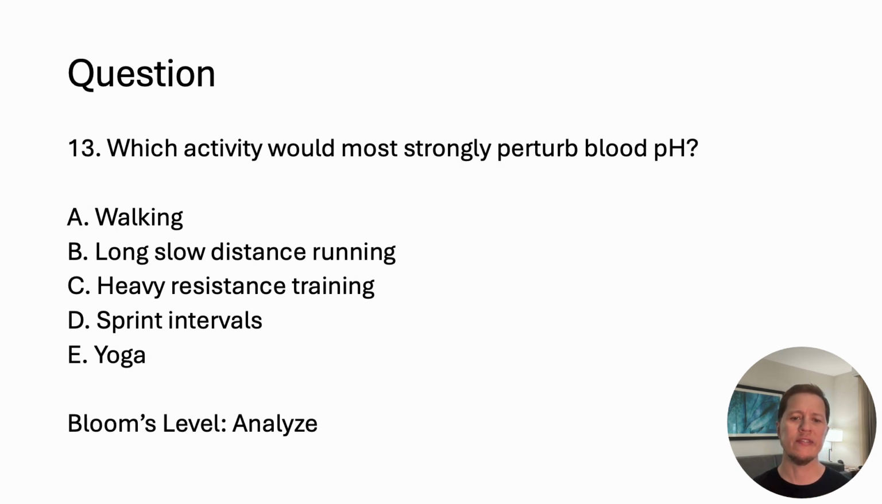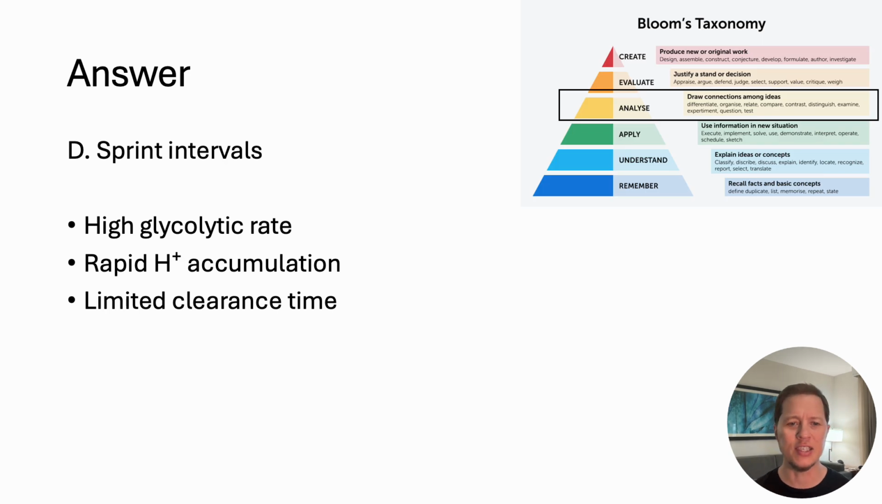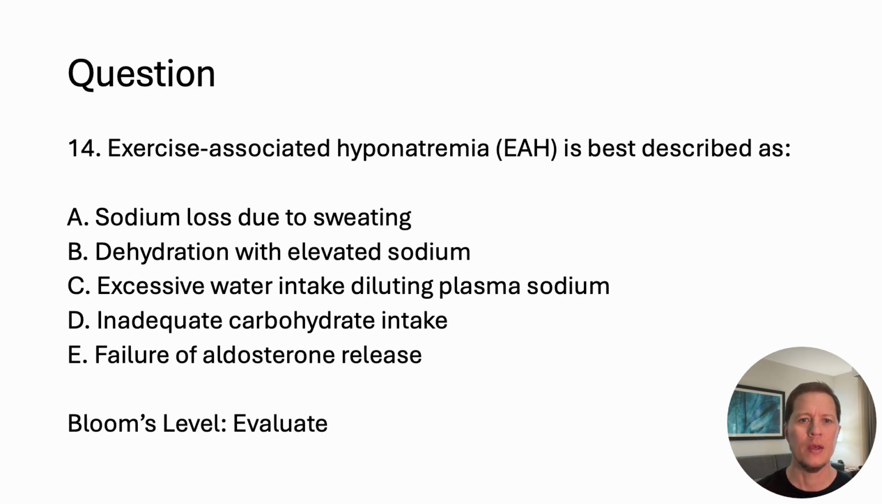Question 13, which activity would most strongly perturb blood pH? Is it A, walking, B, long slow distance running, C, heavy resistance training, D, sprint intervals, or E, yoga? Hopefully it's not yoga. It's D, sprint intervals. You'd be doing the wrong kind of yoga if you're getting a significant pH disturbance. It's those short, intense efforts that rely really heavily on glycolysis, producing a very quick H+ accumulation and that marked pH disturbance. All right, we're up to the top level at Evaluate.